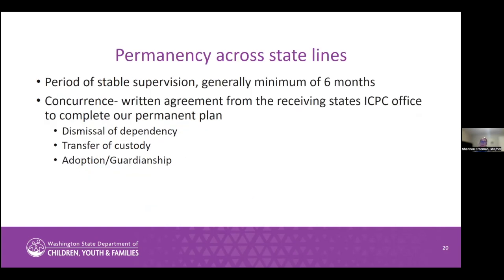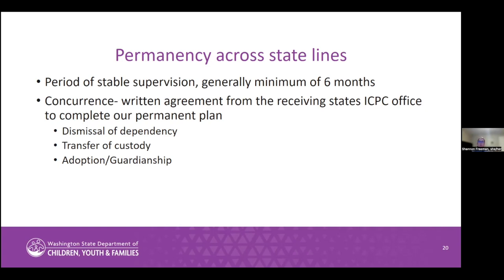Permanency across state lines. We do achieve a lot of permanency in ICPC, so we like to really celebrate those. We sometimes send each other emails now that we're teleworking, because our unit does a lot with paper. So we like to remember that there's children behind these scenarios. The permanency happens after a period of stable supervision. It's generally a minimum of 6 months.